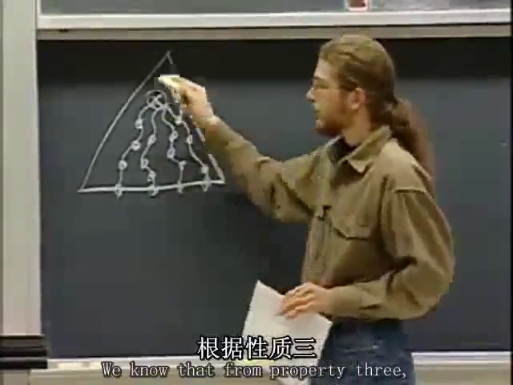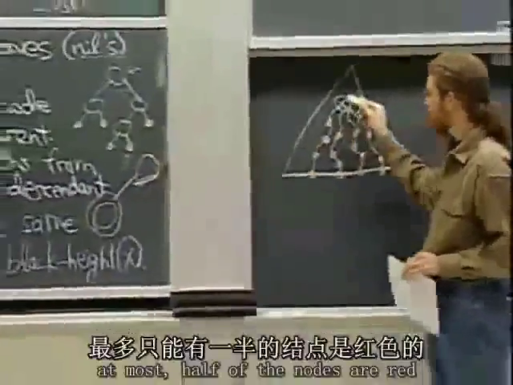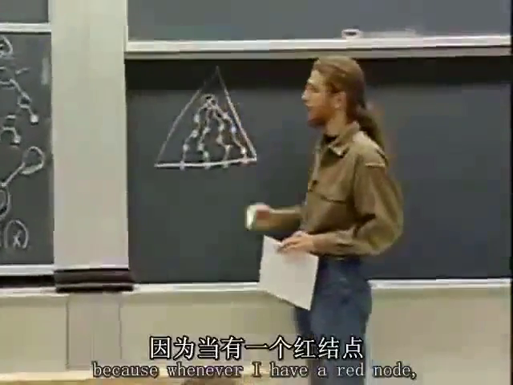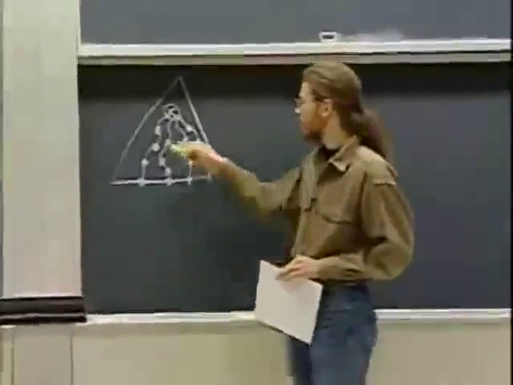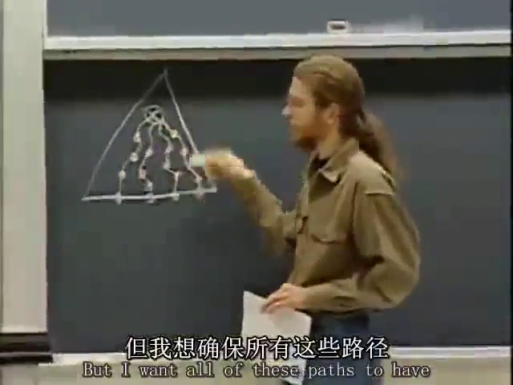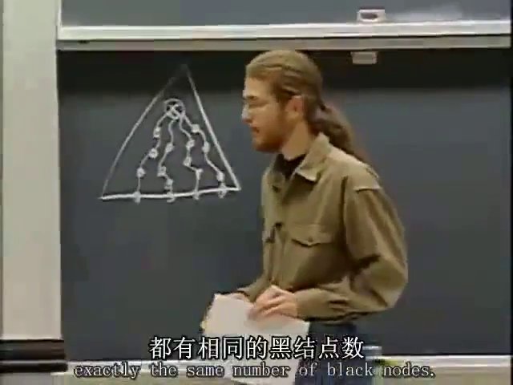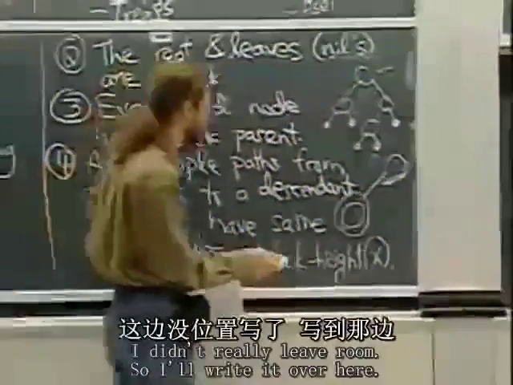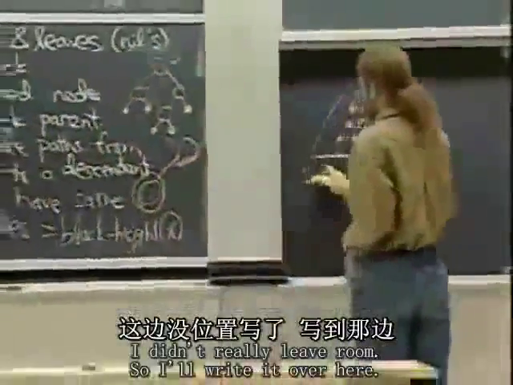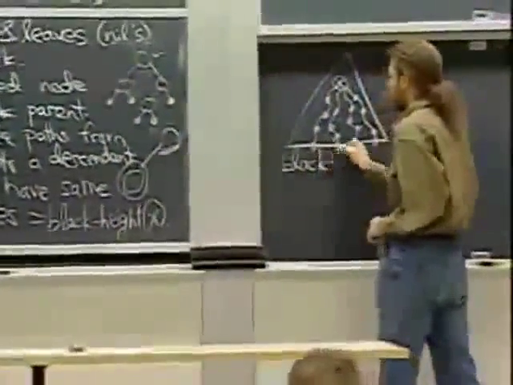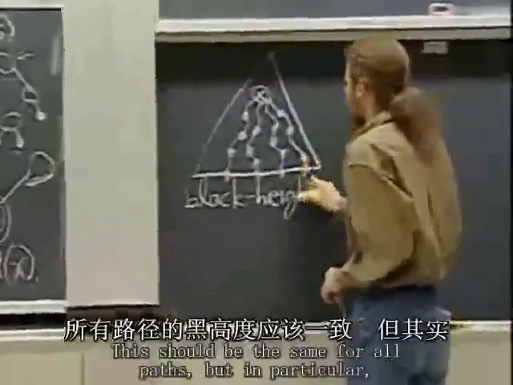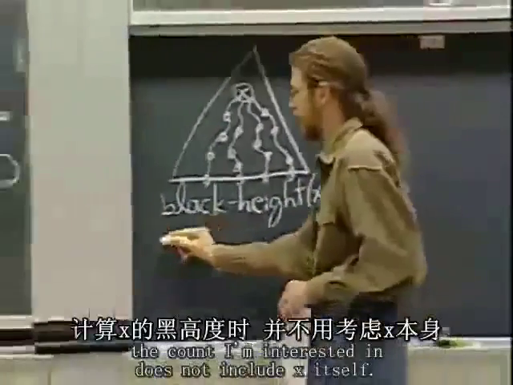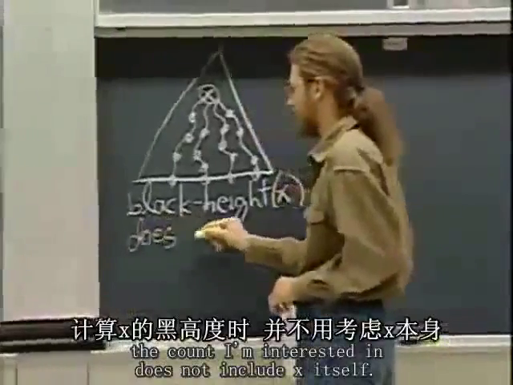We know that from property 3, at most half of the nodes are red, because whenever I have a red node, the parent must be black. But I want all of these paths to have exactly the same number of black nodes. One subtlety here is that the black height, I didn't really leave room, so I'll write it over here. This should be the same for all paths, but in particular the count I'm interested in does not include x itself.